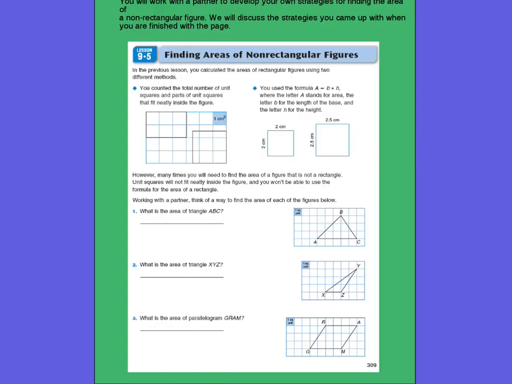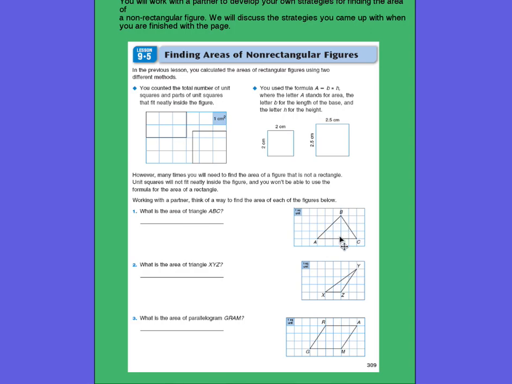All right, you're going to be today developing ideas and strategies for finding areas of a non-rectangular figure. So today, if we take a look at Math Journal page 309, we might need to be able to figure out what the size of this is based off of something else. The directions say, whenever you need to find the area of a figure that is not a rectangle, unit squares will not fit neatly inside the figure. You won't be able to use the formula for the area of a rectangle. So how can we find the area of A, B, C?